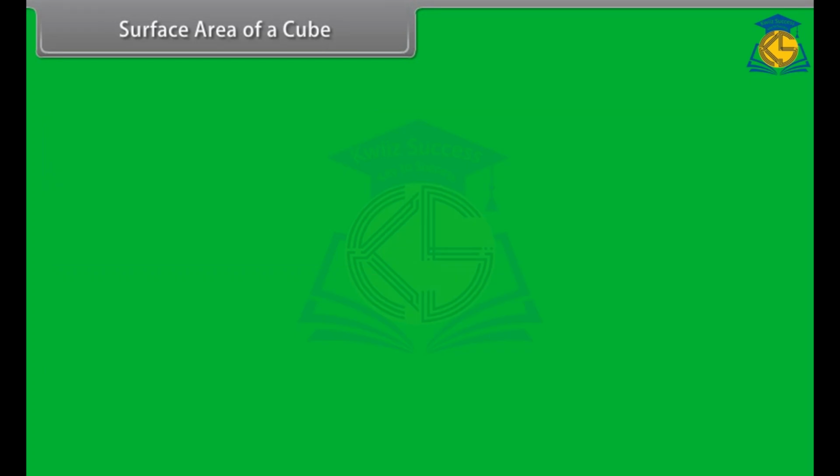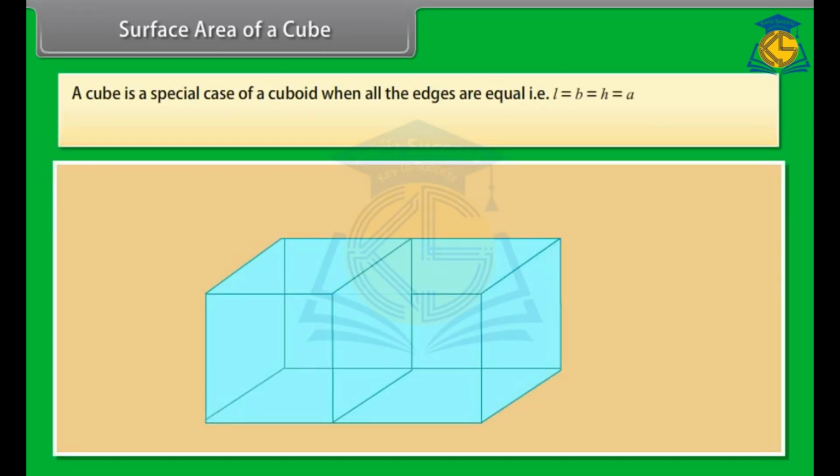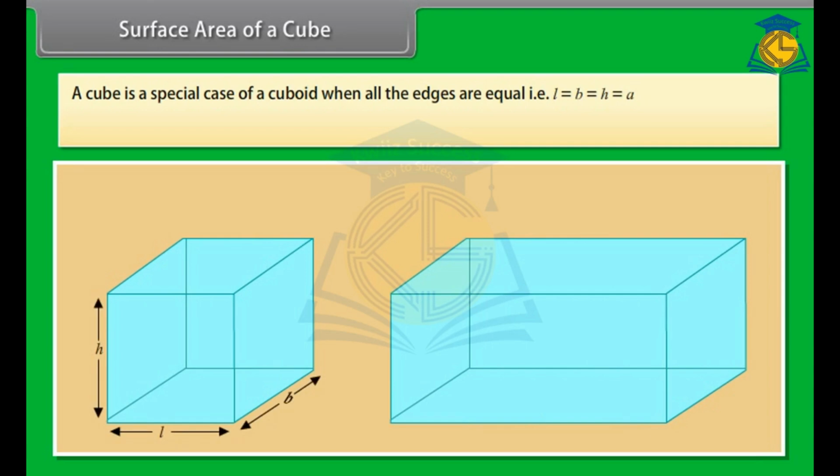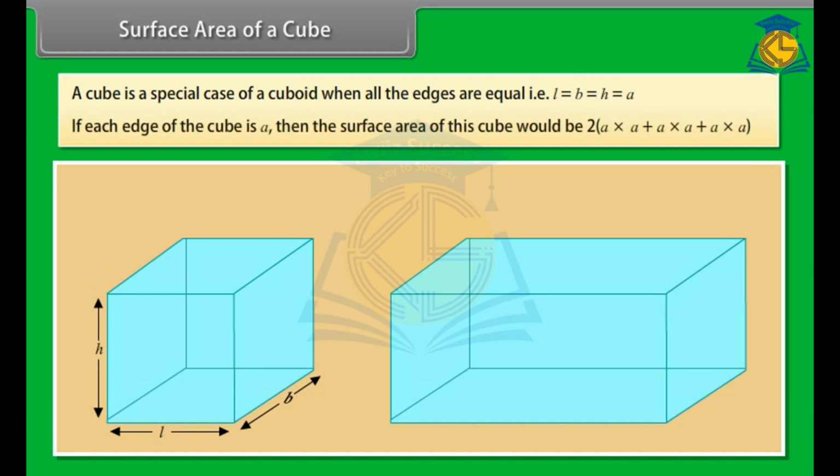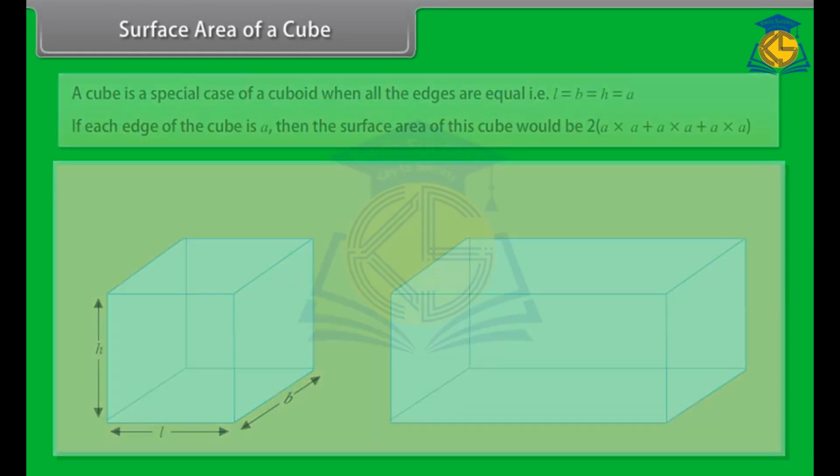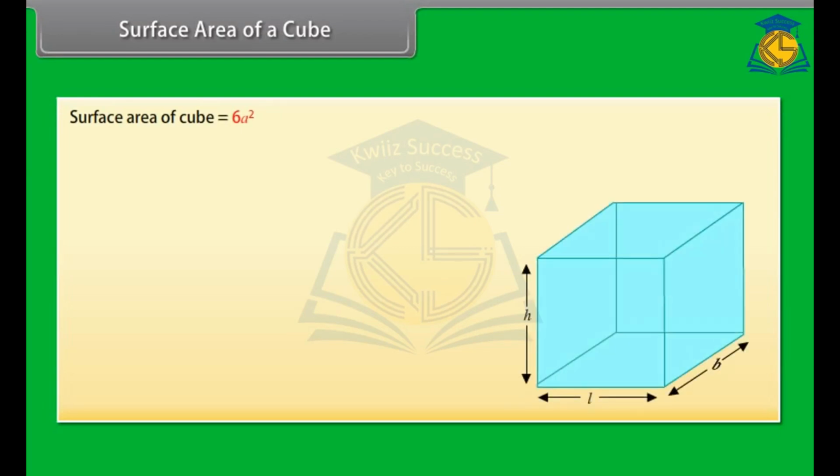Surface area of a cube. A cube is a special case of a cuboid when all the edges are equal. That is, L is equal to B, which equals H, which is equal to A. If each edge of the cube is A, then the surface area of this cube would be 2 into (A into A plus A into A plus A into A), or we can write it as 6A square.